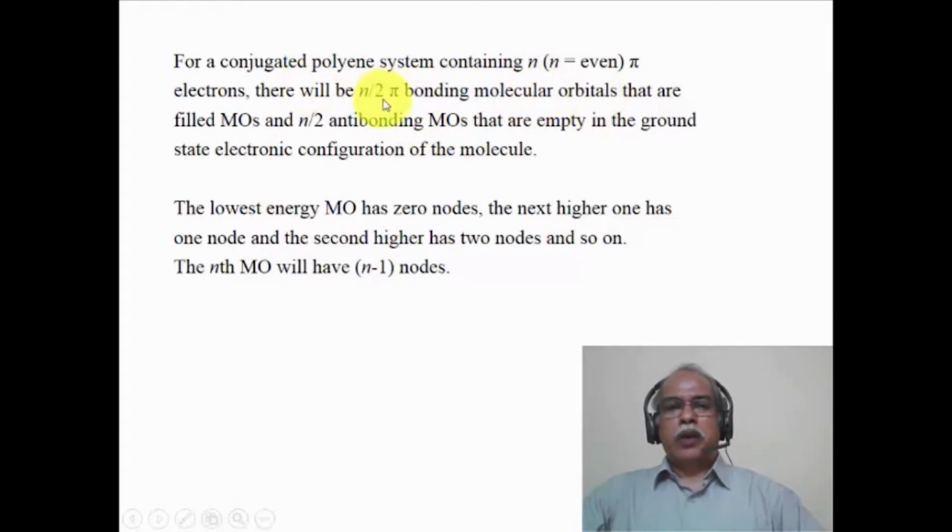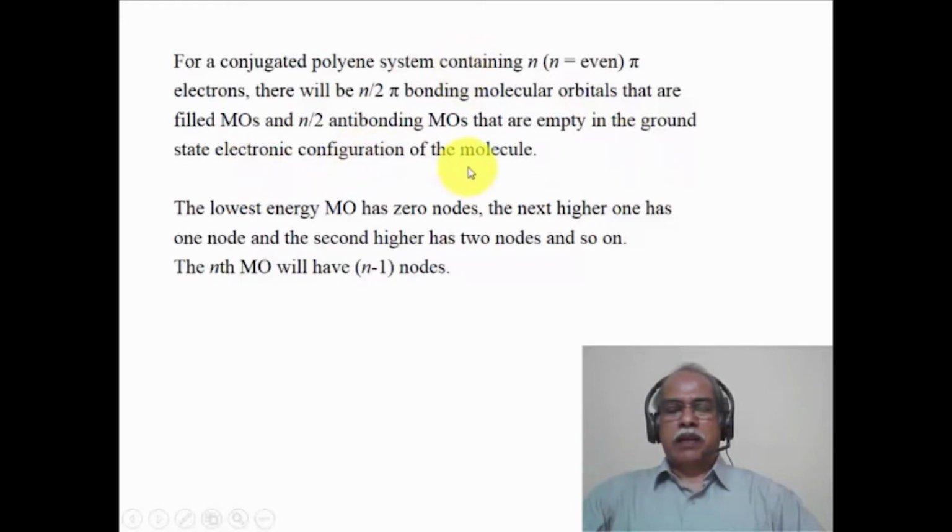So 4 by 2 will be 2. So 2 bonding molecular orbitals and 2 antibonding molecular orbitals will be present. If you take hexatriene, 1,3,5-hexatriene, there are 6 pi electrons. That means there should be 6 molecular orbitals. The 6 pi electrons occupy 3 bonding molecular orbitals, 2 electrons in each, and the 3 antibonding molecular orbitals are empty in the ground state electronic configuration of the molecule.